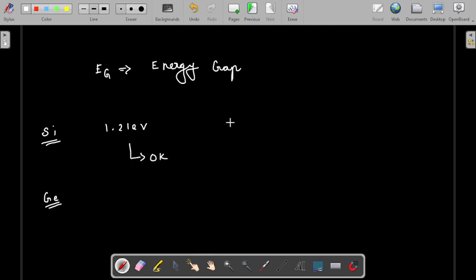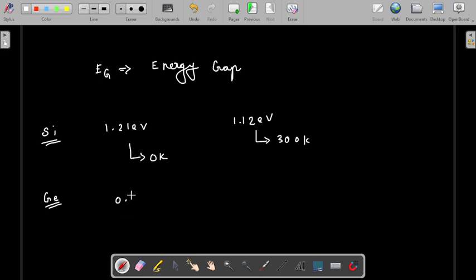But if the temperature increases, then the energy gap will be reduced, at 300 Kelvin. So here you see there is a difference, from 1.21 it changes to 1.12. It means that at 300 Kelvin the conductivity is more compared to 0 Kelvin.